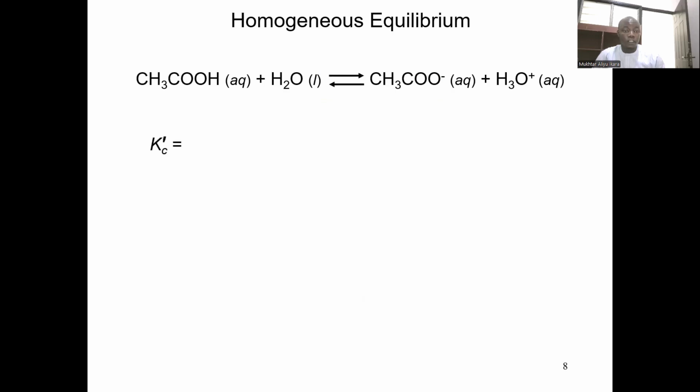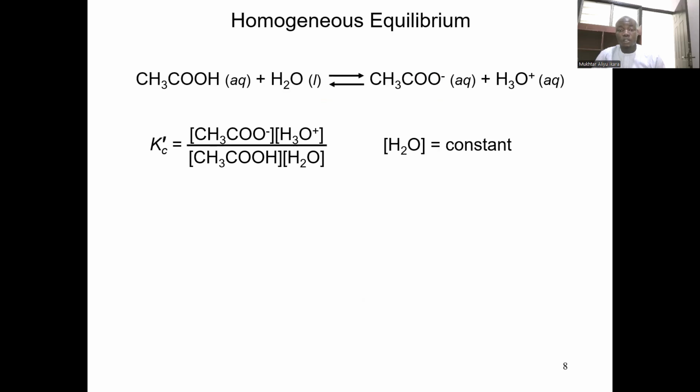We have acetic acid, which is ethanoic acid, react with water to produce ethanoate plus hydroxonium ion. So in this case, if you want to measure the equilibrium constant, of course, we know that the concentration of water is always constant. So that is why it's usually neglected. The concentration of water is constant. That is why it is always neglected.